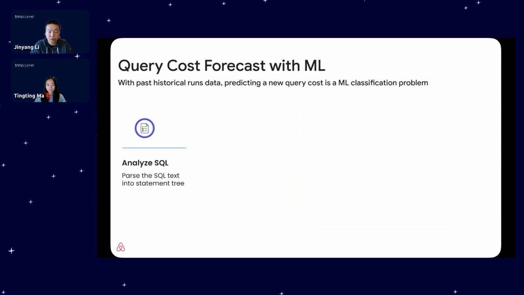With past historical data runs, predicting a new query cost is a classification problem. We will provide a query as input. The model should tell us if a query is large or small. Let's look at how we can use a machine learning model to predict the query cost in 5 steps. So first, we found that the SQL string text is very hard for models to learn. We need to parse the SQL into a query statement tree, which is easier to process programmatically.